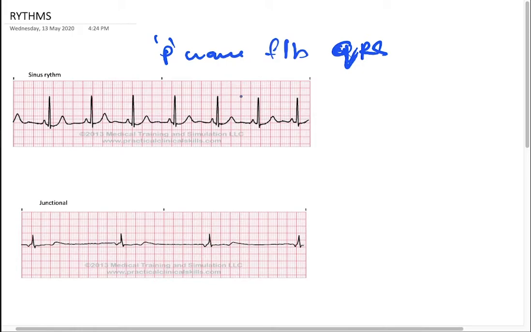Now, as you can see, the ventricular depolarization is narrow in this, just take note of it. If there is a junctional rhythm, there is no P wave because the atria is no longer the pacemaker of the heart. Maybe the AV node is the pacemaker, right? So you can see only QRS. There is no P wave.